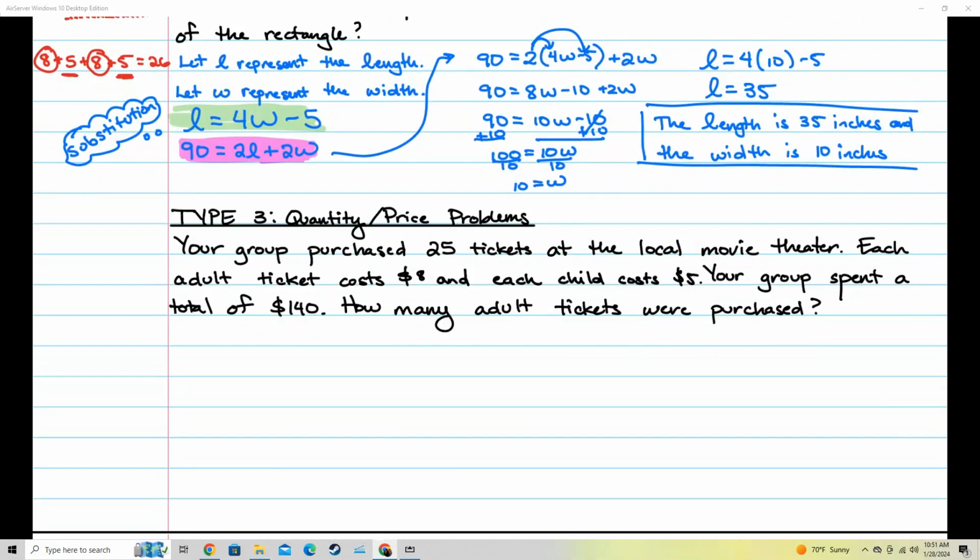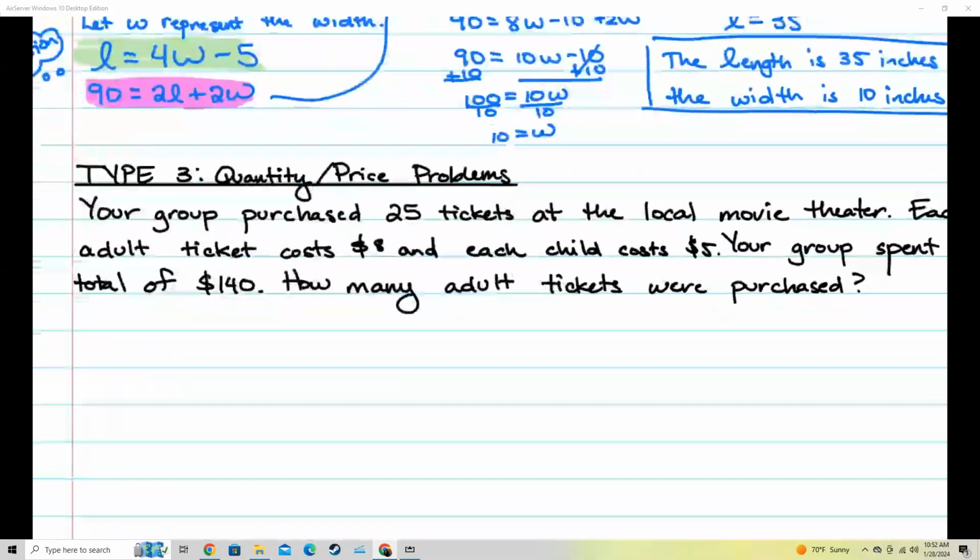So the question's asking me how many adult tickets were purchased. I don't know how many were purchased. Please be careful because students will get this confused a lot, all right? Do I know how much each adult ticket costs? The answer is yes. So I'm not going to let A equal the price of an adult ticket because I know how much that is. It's $8, okay? What I don't know is how many of those tickets. So did I buy one adult ticket? Did I buy two adult tickets? That is how I'm going to define the variable, okay?